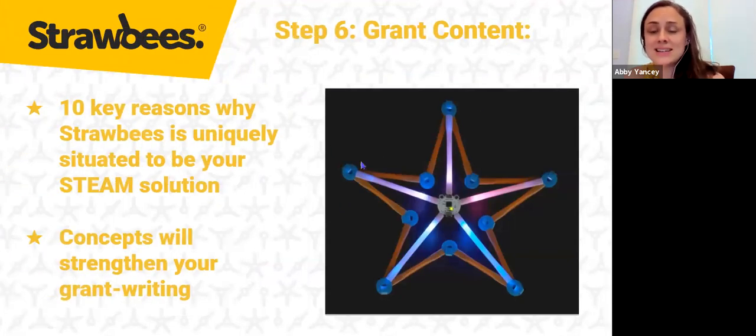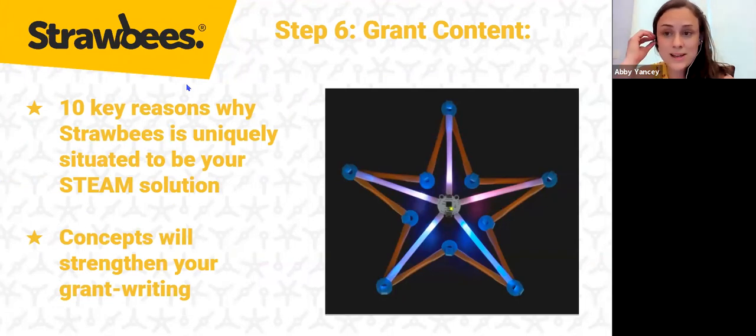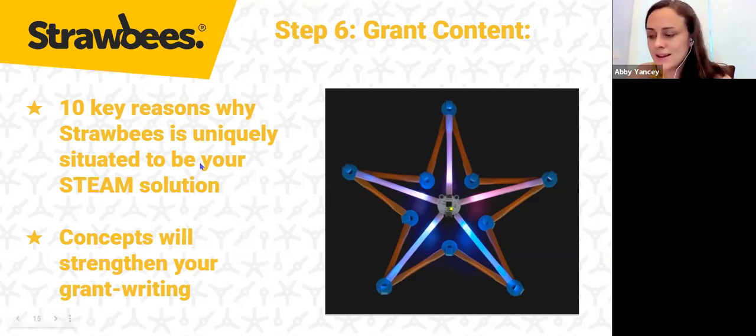Thanks, Sam. So step 6 is the grant content. Sam and I want to share with you 10 key reasons why Strawbees is uniquely situated to be your STEAM solution, and these are concepts that will strengthen your grant writing. In your planner, the next 10 ideas are keywords that you can use to develop an outline for the grant that you have in mind to write. We actually thought of a lot more than 10, but for the sake of time, we're keeping it to 10.